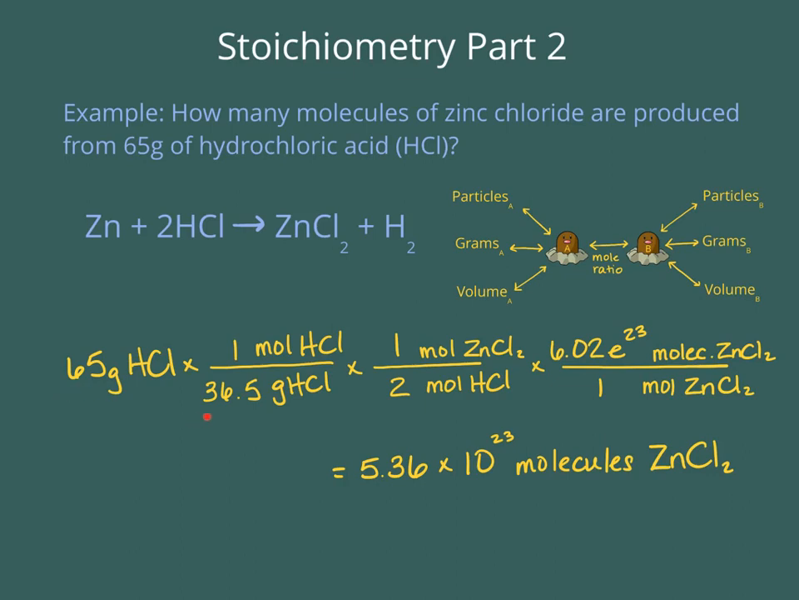65 divided by 36.5 divided by 2 times 6.02 times 10 to the 23rd. And if we input that all correctly into our calculator, our final answer should be 5.36 times 10 to the 23rd molecules of zinc chloride. And that concludes our discussion of stoichiometry.